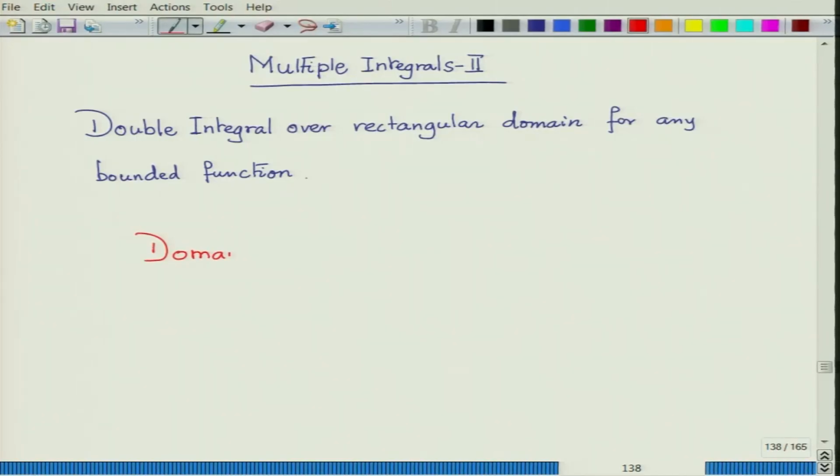So, I want to say that whenever we are talking about domains of integration, the domains of integration have to be closed and bounded.